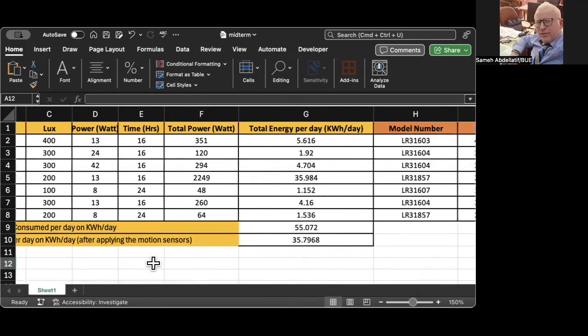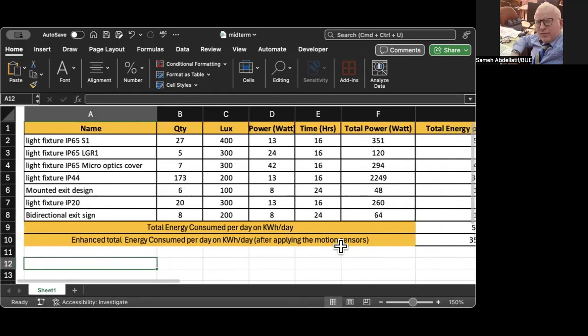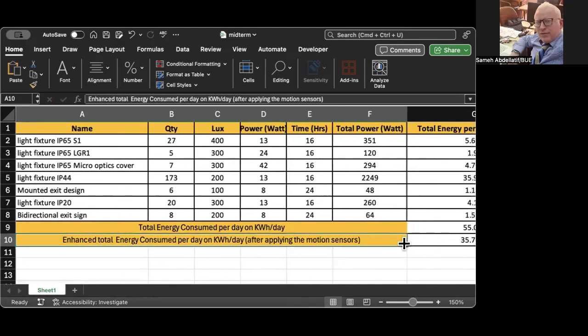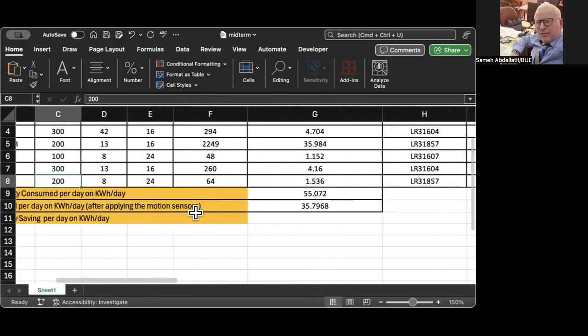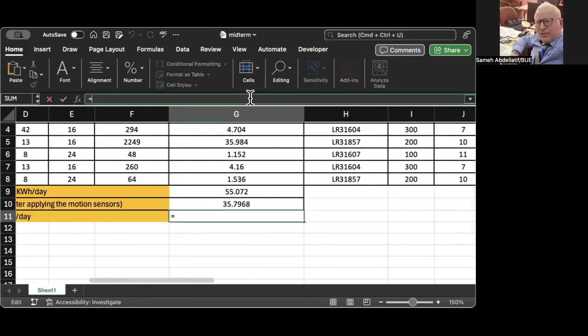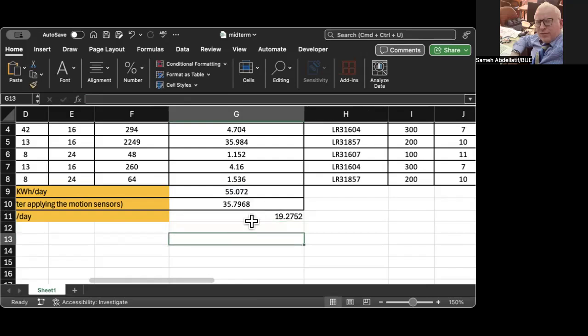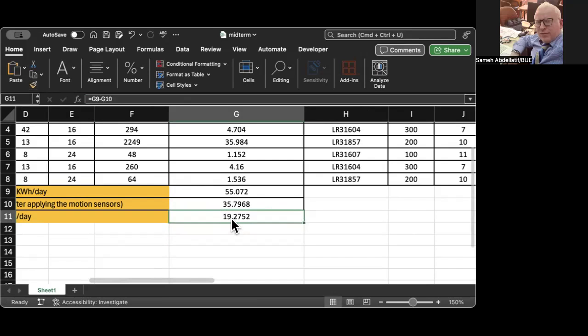Okay, perfect. Now, this is the reduction. So we can calculate the saving. We can say energy saving, still per day, which will be simply the subtraction of these two values. So I'm saving 19.2 kilowatt hours per day.